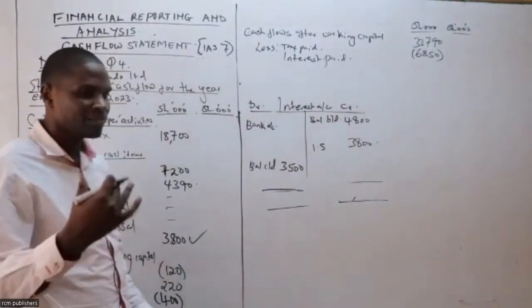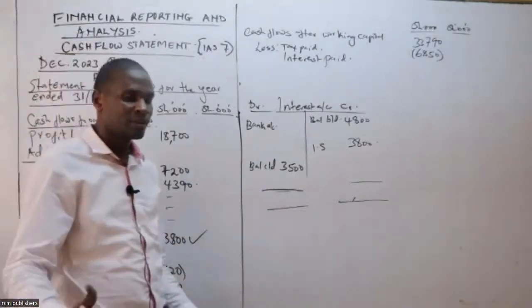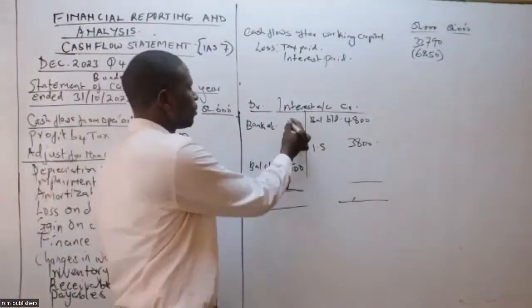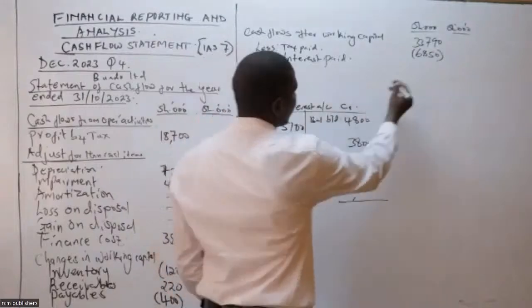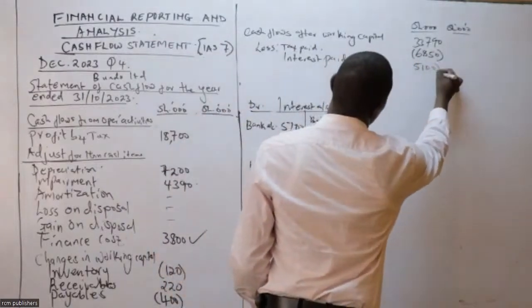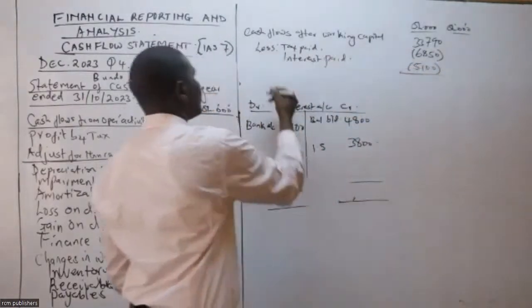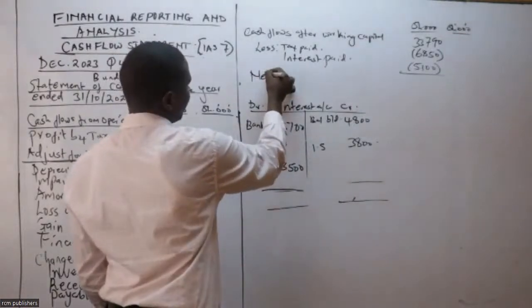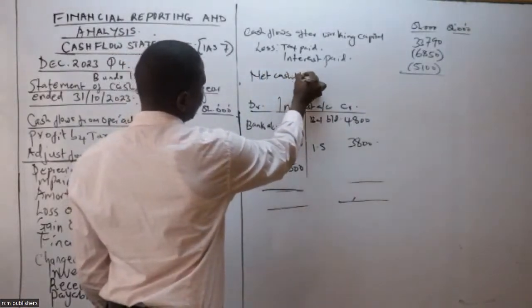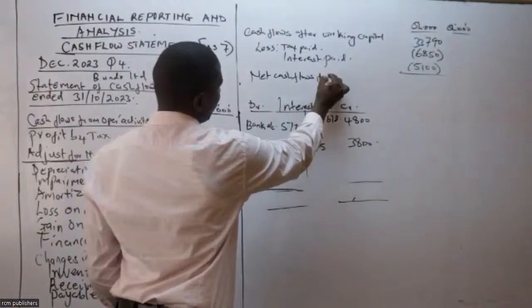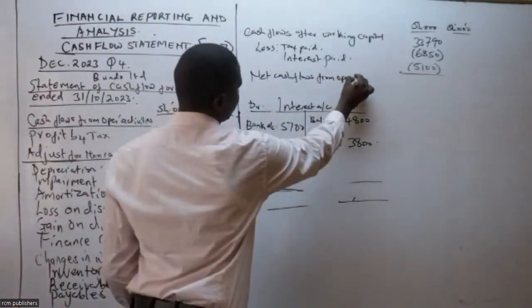Also, if you had a very nice background in the foundation level, it will become very easy. So I'm being given 5100. So 5100 we're going to subtract, and then we can get the net cash flow from operating activities.